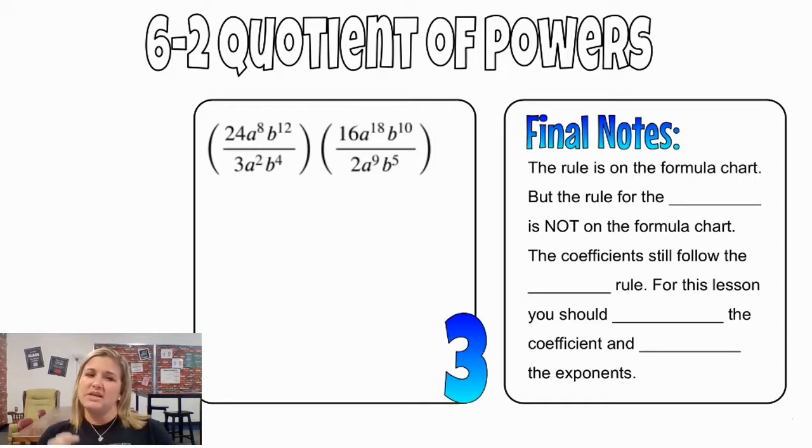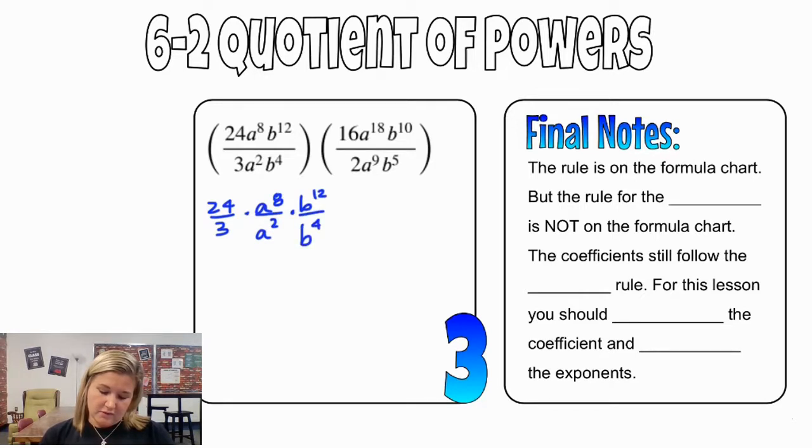Remember, order of operations says do whatever is in the parentheses first. And so I can simplify within the parentheses here. So I'm going to have 24 divided by 3, and then a to the 8th divided by a to the 2nd, and then b to the 12th divided by b to the 4th. I'm going to do that part first. So I'm going to get 8a to the 6th b to the 8th. Remember, I'm subtracting those exponents. So this first term ends up being 8a to the 6th b to the 8th.